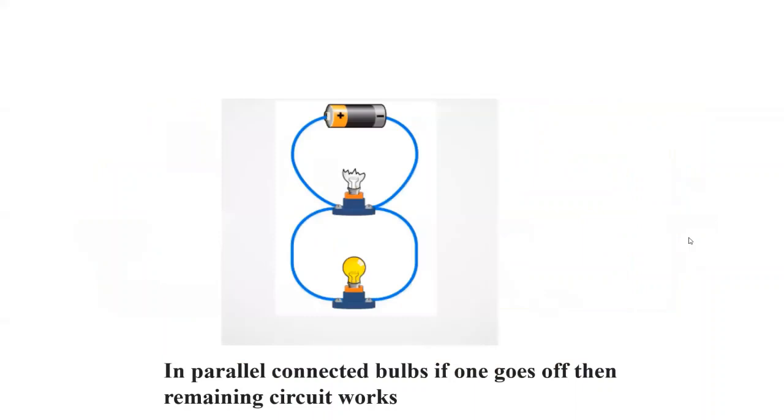One more thing we need to take in parallel connection is, when you connect a circuit in parallel and one bulb goes off, the remaining circuit completely works. This is why our decoration lights and the wiring in our home are parallel connections.